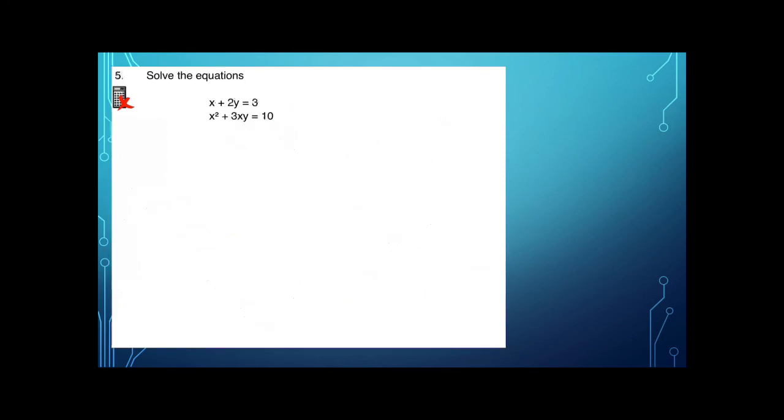Question number 5, for the final question. Looks quite tricky. Going to replace that y there with, I'm going to rewrite this as 2y equals 3 minus x, and so therefore y is equal to a half 3 minus x, and I'm going to leave it like that. So taking this equation here, we've got x squared plus 3x, and then the y is going to be this here, so it's going to be times a half 3 minus x is equal to 10.